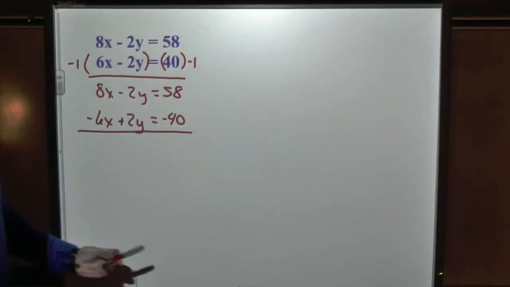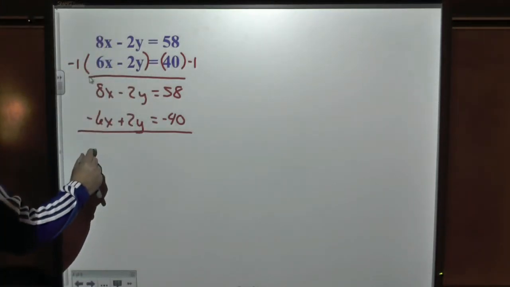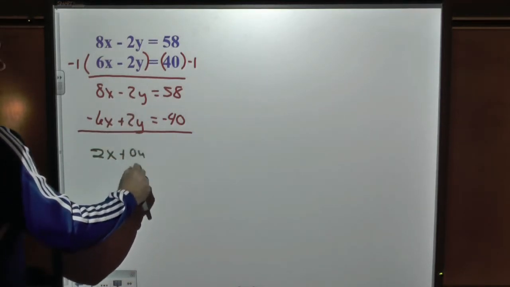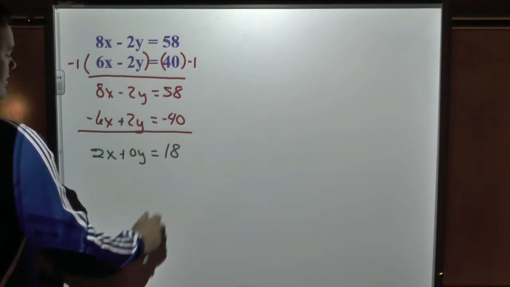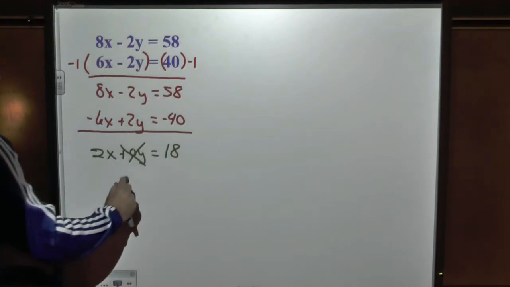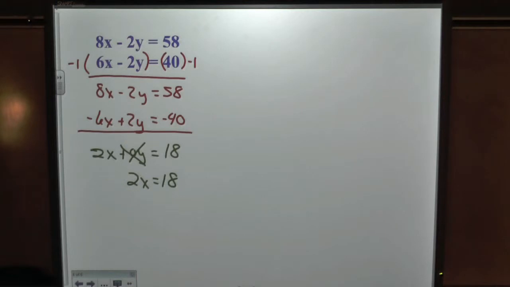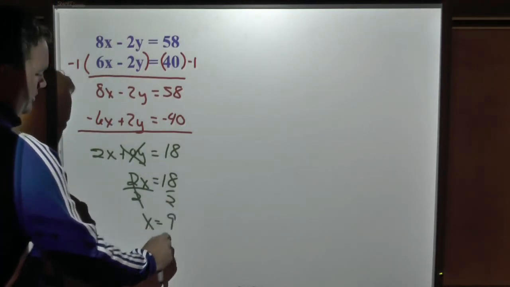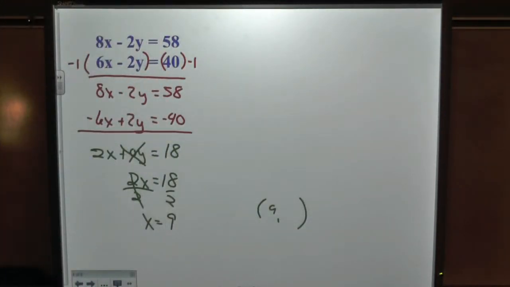And now we're going to eliminate a variable. So from here, 8x and a negative 6x is 2x. Negative 2y and 2y gives me 0y. And 58 minus 40 is 18. You've eliminated y. You now have an equation with one variable in it. So, at this point, divide both sides by 2. X is equal to 9. So you now have the x coordinate. We still need to find the y coordinate though.